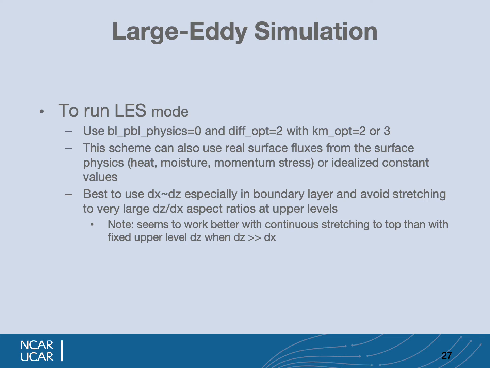If you do have to have strong ratios of dz to dx, for example, when you have a high model top, dz may stretch and become much larger than dx. This can work as long as you do continuous stretching up to the top. It seems to have issues when you try to have dz greater than dx and fixed values of dz near the model top. So if you do need to have stretching, I'd recommend continuous stretching to the model top.